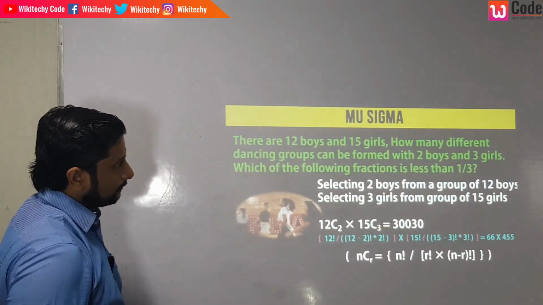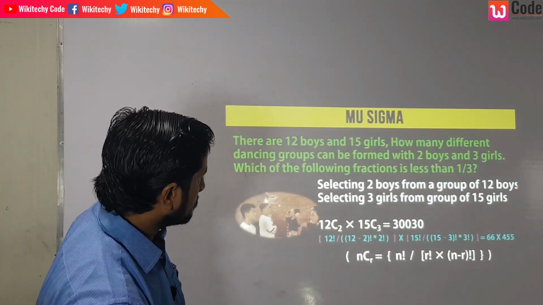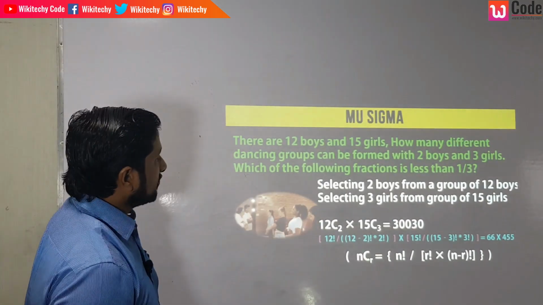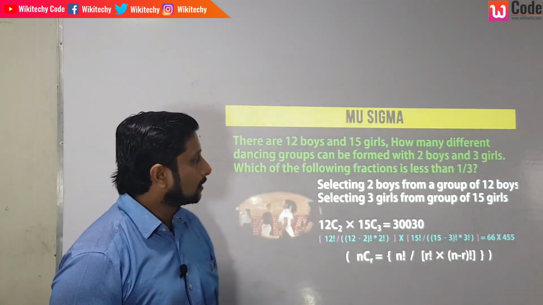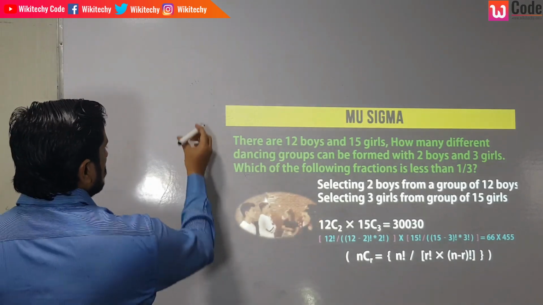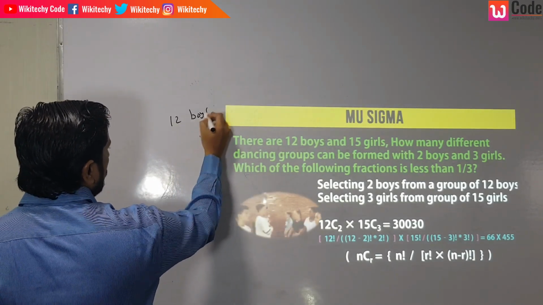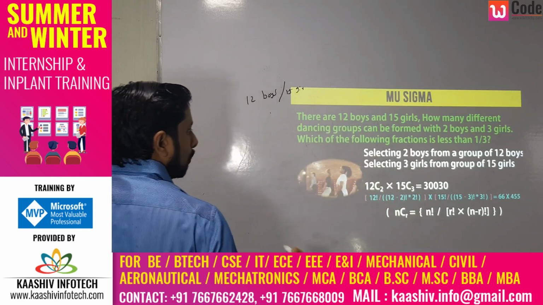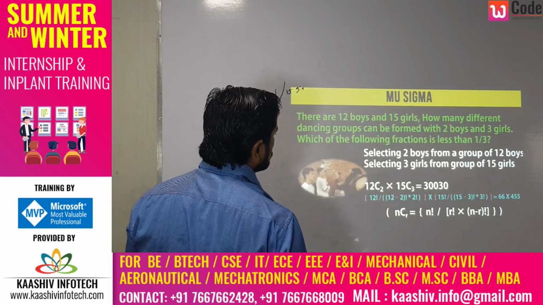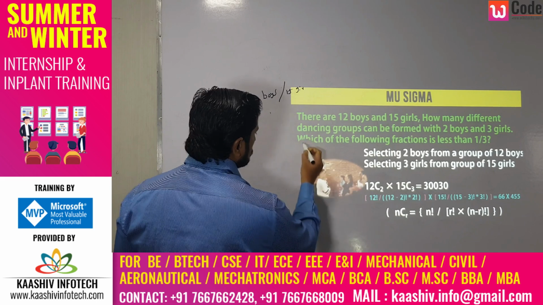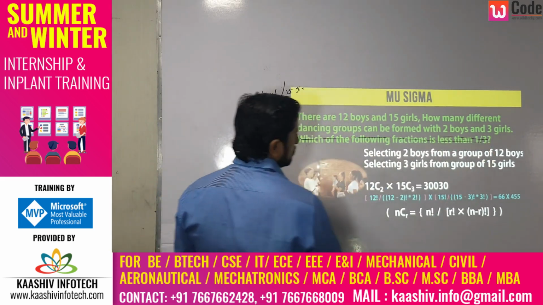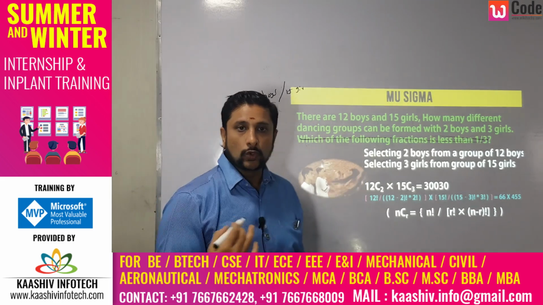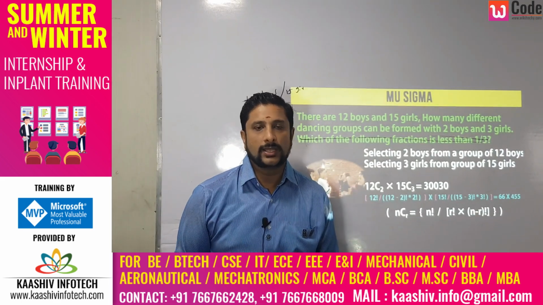Let's move on to the next problem, the ratio problem once again, fractions. Over here we can see there are 12 boys and 15 girls. How many different dancing groups can be formed with 2 boys and 3 girls? Sorry, the earlier question about fractions less than 3 is not the question, I'll remove that. The question they've asked is how many different dancing groups can be formed with 2 boys and 3 girls.